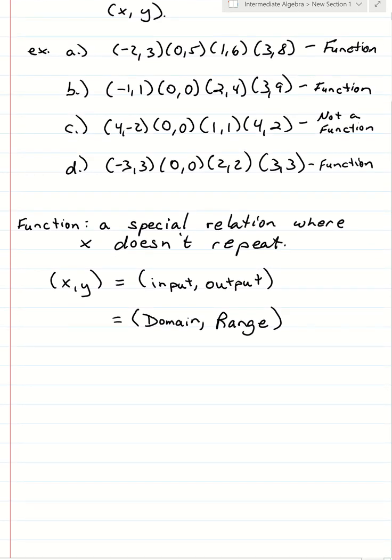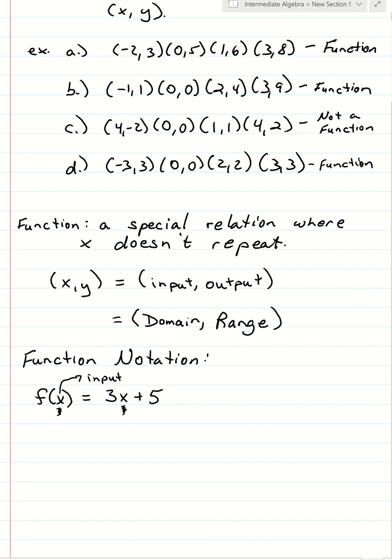Now, how do we write a function? What's the special function notation that we use? Okay, well, function notation looks something like this. F of x is going to equal, let's say, 3x plus 5. F of x is your notation that represents we are talking about a function. And you'll notice what's inside the parenthesis, the variable x, can also be found on the opposite side of the equation, okay? Because what's inside your parenthesis, your x value, is your input.